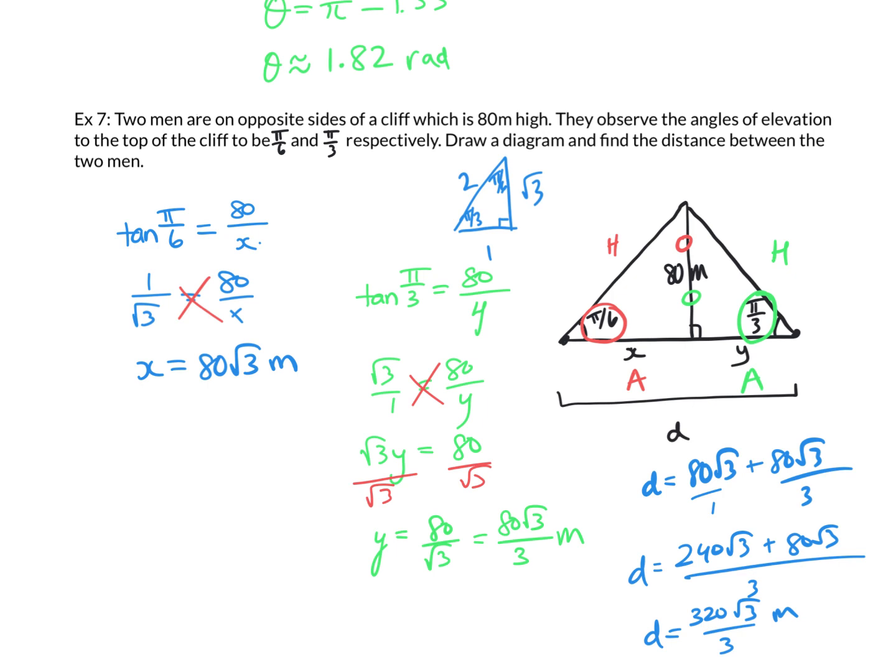So a little bit of SOHCAHTOA, a little bit of cross multiplying. Get your ratios from those special triangles. And now we can write a quick therefore statement. Therefore, the men are 320 root 3 over 3 meters apart. And there we go. All of the grade 11 trig skills, but this time using radians.